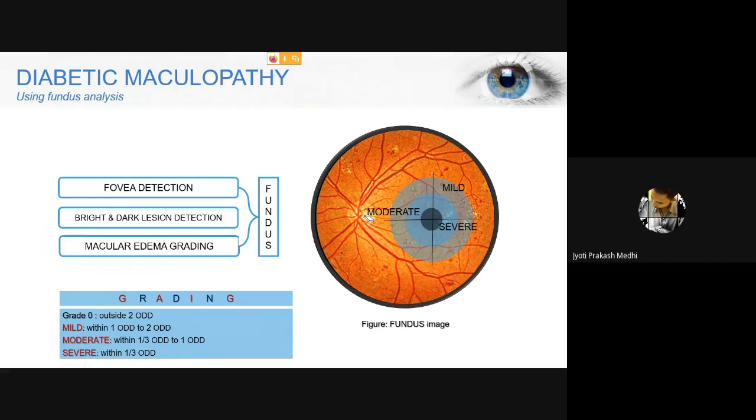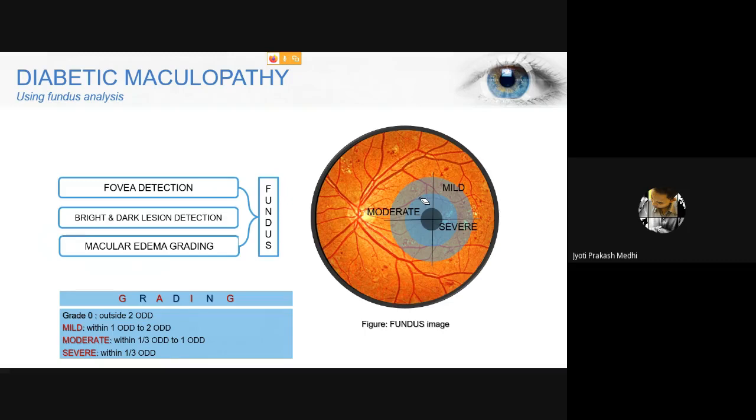But it is not necessary that the person is not having diabetic retinopathy. For example, as you can see here, there are various bright lesions present here. But if there are no lesions present in this circle, then the person is not having diabetic maculopathy. Otherwise the person is having diabetic retinopathy.